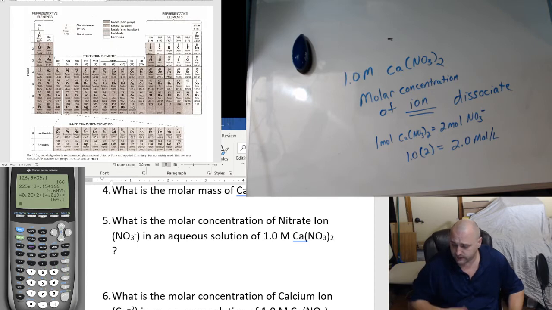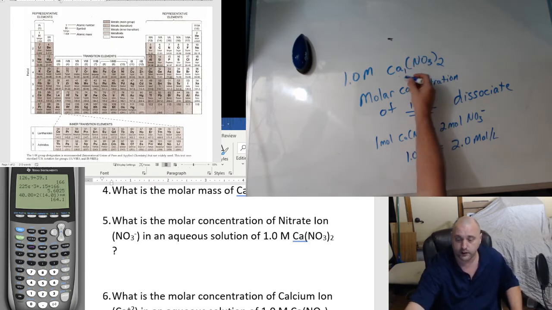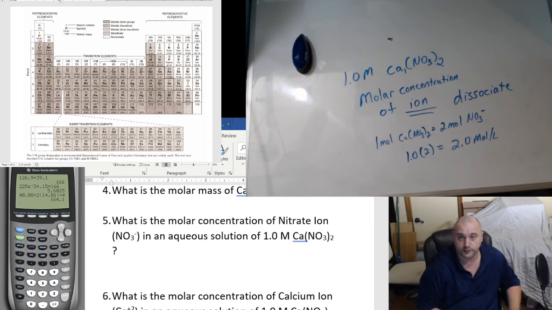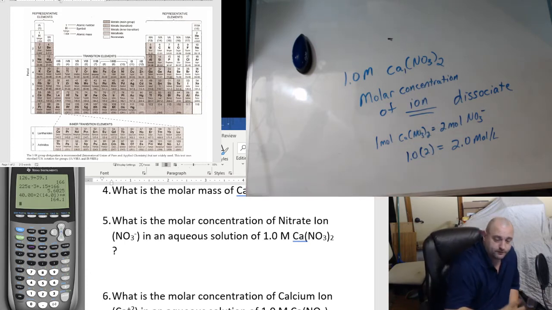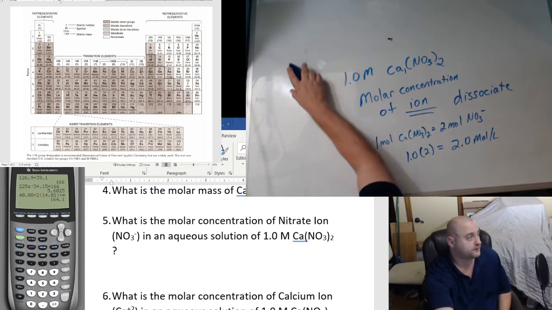So then number 6 is about the calcium. So the calcium, there's just 1 here, and so it'll be just 1. And we'll keep that as a 1. Okay, 7.